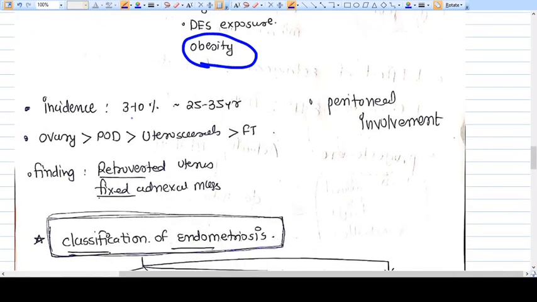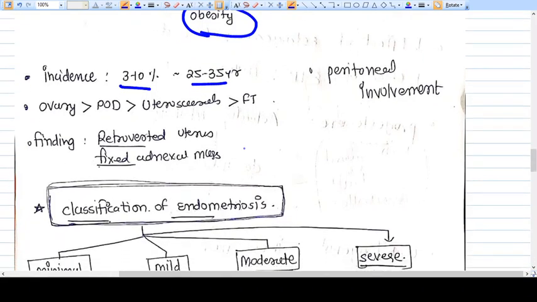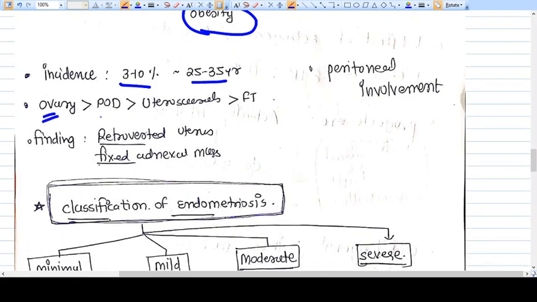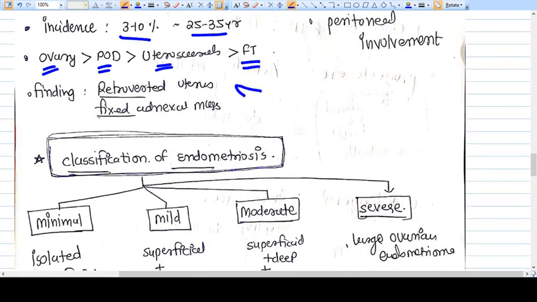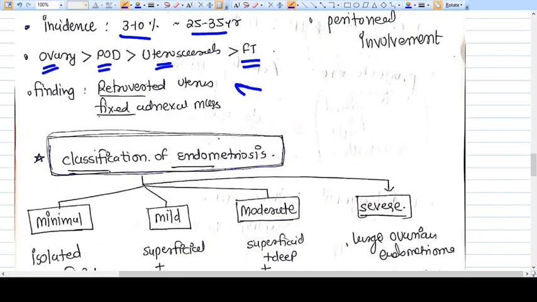What is the incidence of endometriosis? It is 3 to 10% in women aged 25 to 35 years. What are the organs involved? Most commonly involved is the ovary, then the pouch of Douglas, then the uterosacral ligament, and then the fallopian tubes. In the findings, we can see a retroverted uterus because of the adhesions.